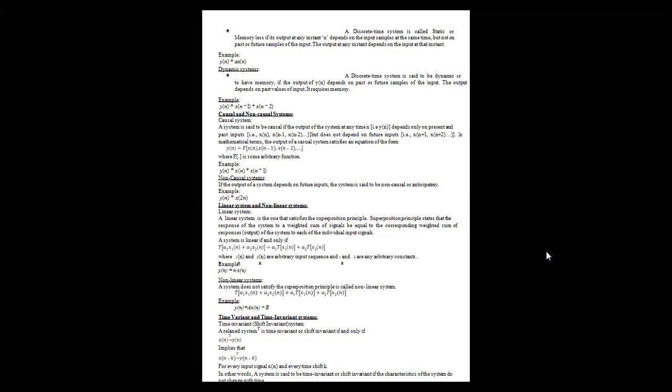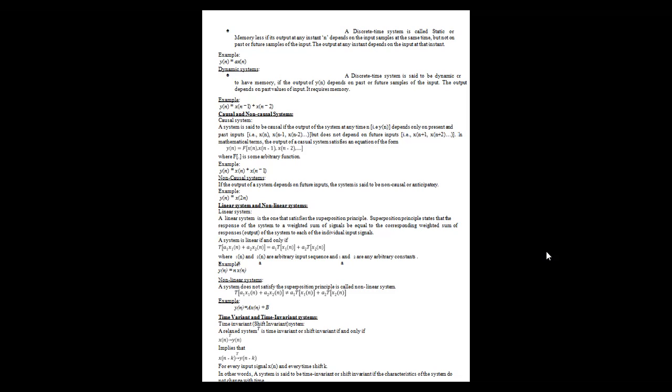When you are talking about system, the classifications can be of different types. The first classification is the static and dynamic system. So what is static and dynamic? A discrete time system is called static, or it can otherwise be named a memoryless system, when the output depends on the input samples at the same time. The output should depend only on the present input. It should not depend on past or future. So the output at any instant depends on the input at that instant. That is to be named as a static system.